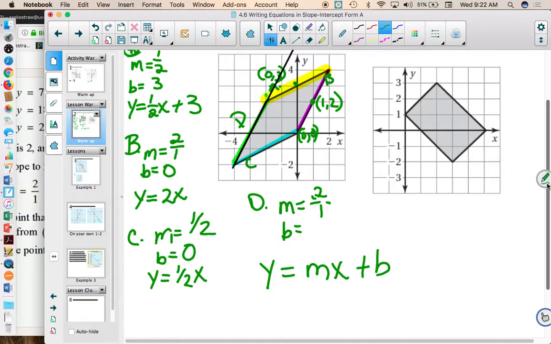We're rising 2 and running 1 every time, correct? Yes. Okay, this is at a 2, do you agree? Yeah. If we rise 2 from 4 and run 1, we get 6. Oh, I was right. It does have to be 6, I agree.